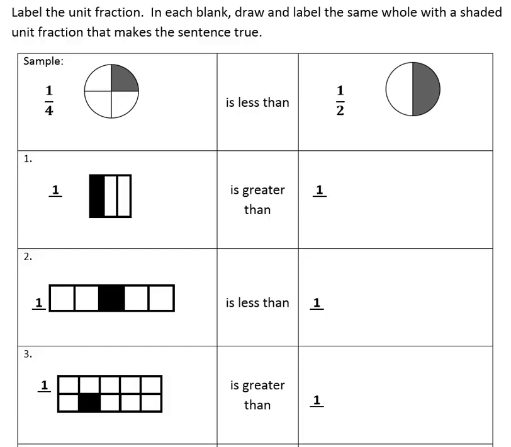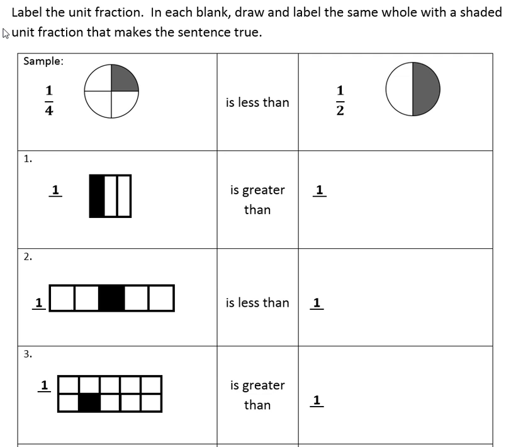This tutorial is for 3rd grade, Module 5, Lesson 11. In this lesson, we're going to continue comparing unit fractions. The directions say label the unit fraction, and then in each blank, draw and label the same whole with a shaded unit fraction that makes the sentence true.